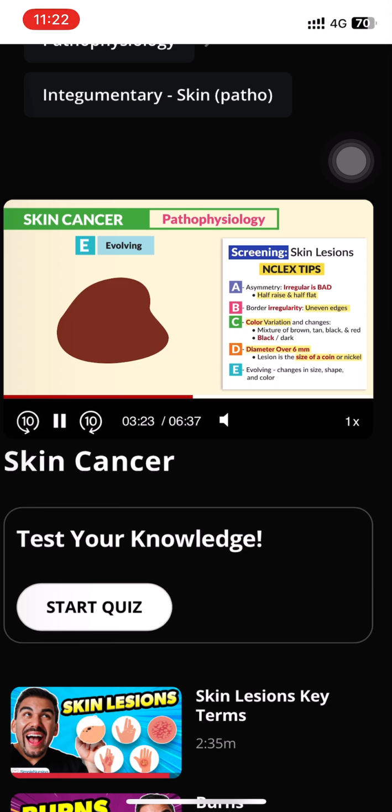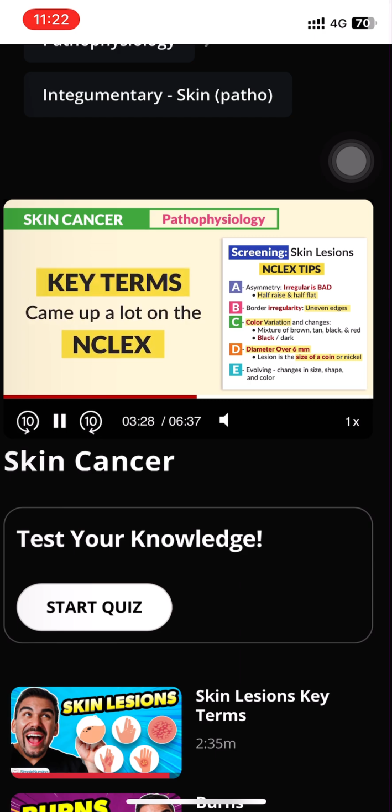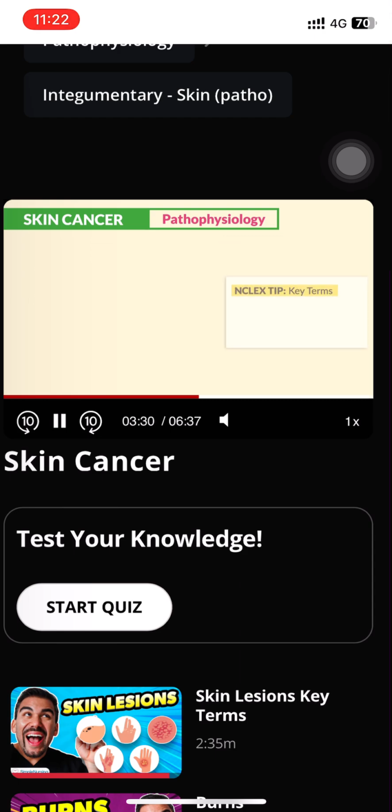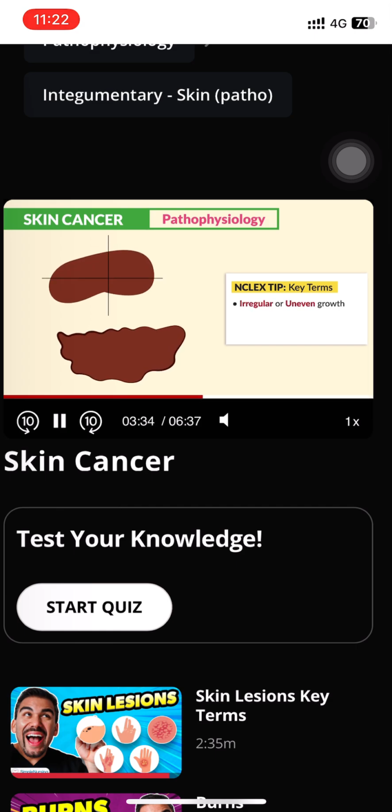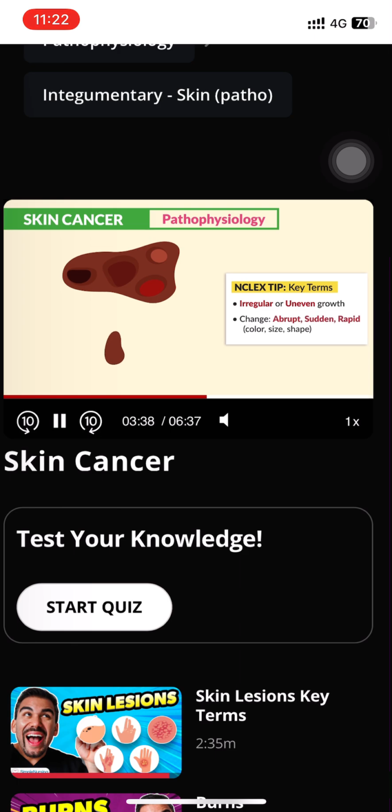So write these down and focus on the highlighted ones here because these key terms came up a lot on the NCLEX. Now another big NCLEX tip is the key terms, irregular or uneven growth. Remember, this is bad. And even change. A lot of question banks use the key terms abrupt, sudden, or rapid when describing color, size, and shape. All these key terms indicate that it's bad for the lesion.